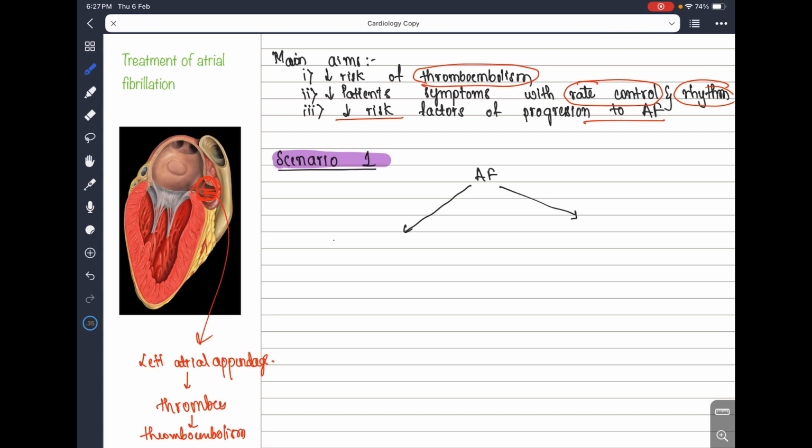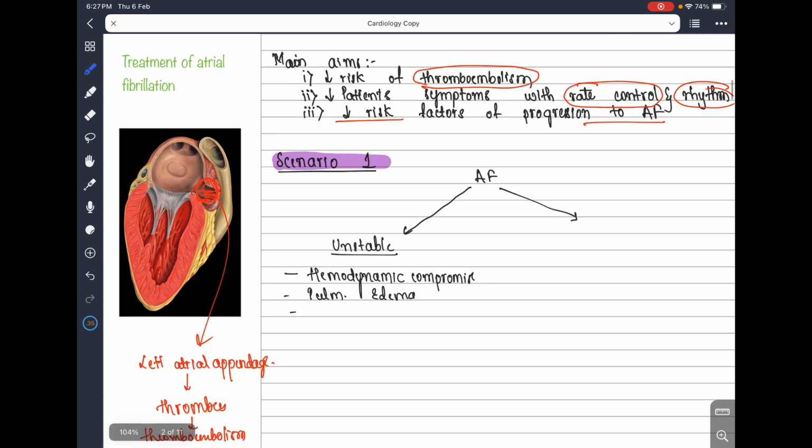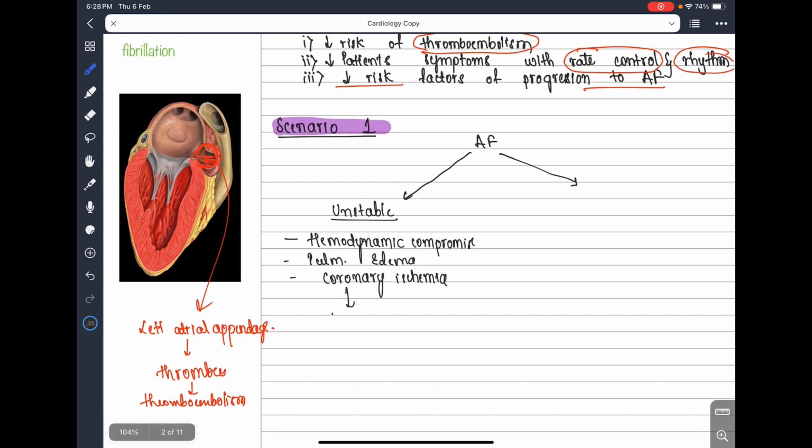Now, in the first scenario, the patient is unstable. You measured the patient's BP and the BP was very low. The patient had hemodynamic compromise, or the patient has pulmonary edema, or the patient has coronary ischemia. Now, if the patient is unstable, directly go for cardioversion.